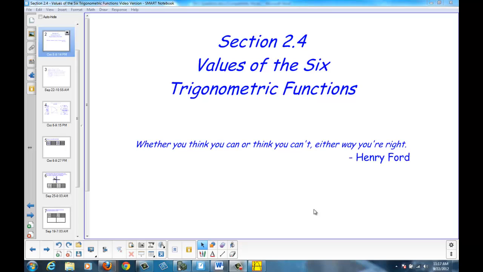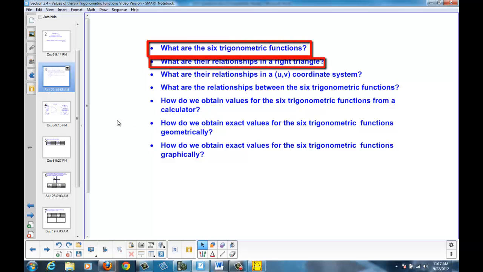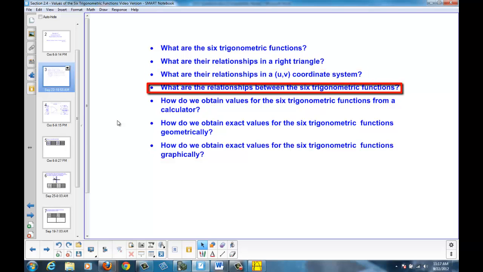Welcome to section 2.4, Values of the Six Trigonometric Functions. At the end of this section, you should be able to answer these questions. What are the six trigonometric functions? What are their relationships in a right triangle? What are their relationships in a UV coordinate system? What are the relationships between the six trigonometric functions themselves?